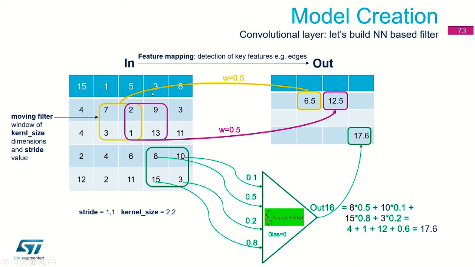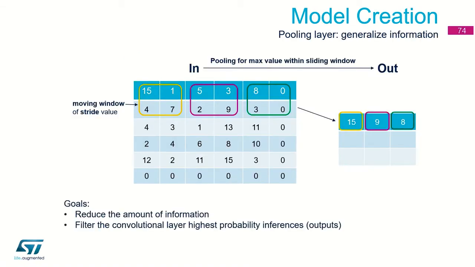Here is another representation. This is, I would say, an analog representation of the operation. Here's a more digital representation. Just to simplify the picture, I assume that all the weights are the same and equal to 0.5. So as a result, we decrease the amount of data. This is, in fact, the main goal, the main feature of the convolution layer filter: to decrease the amount of data. The max pooling layer explanation is similar.